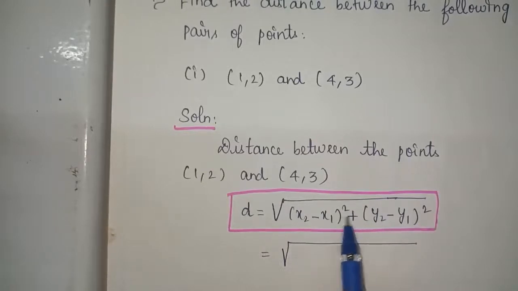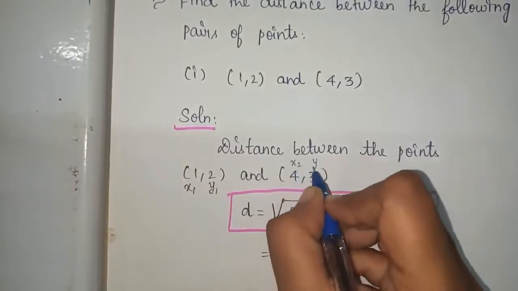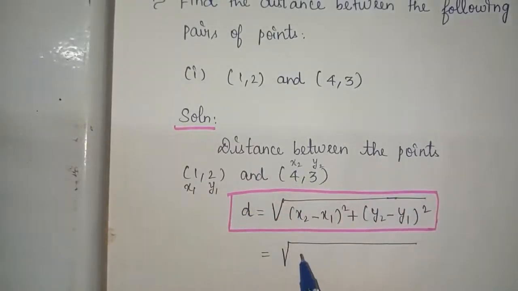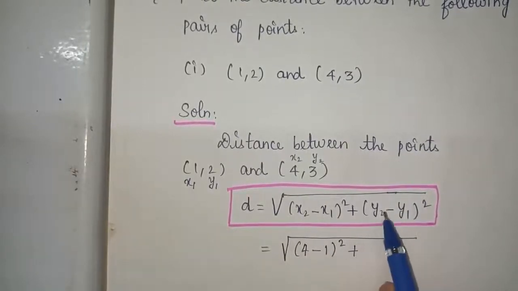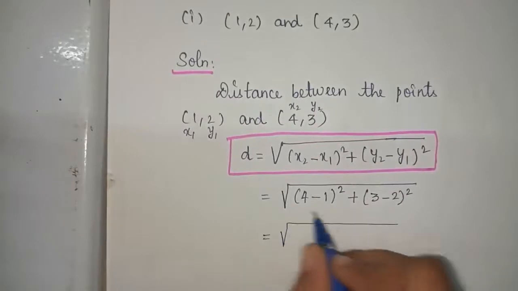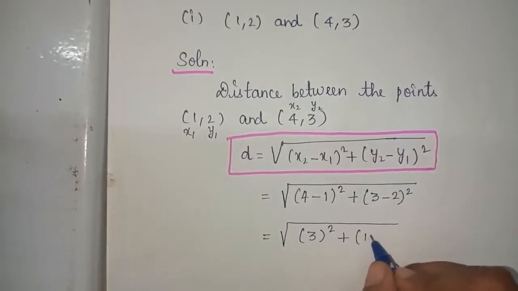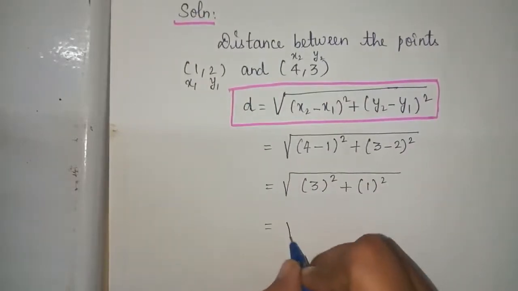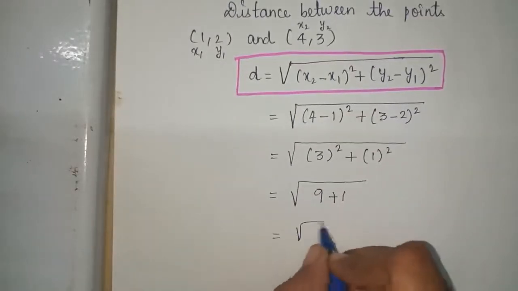So we already saw one example of the formula. This one belongs to x1, y1 and this is the value of x2, y2. Now substitute the values in the formula. x2 value is 4 minus x1 is 1 the whole square plus y2 value is 3 minus y1 value is 2 the whole square, which is equal to root of 4 minus 1 is 3 the whole square plus 3 minus 2 is 1 the whole square, which is equal to root of 3 square is 9 plus 1 square is 1, which is equal to root 10.